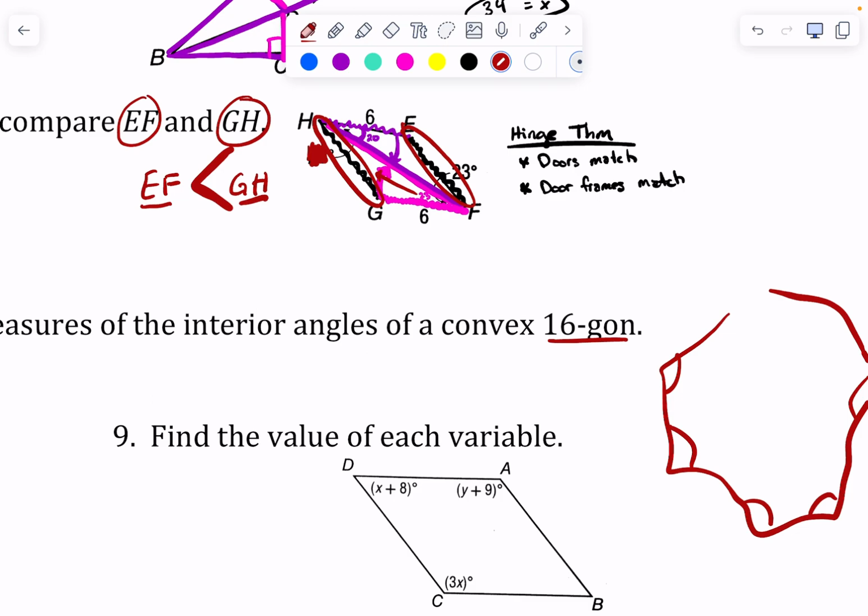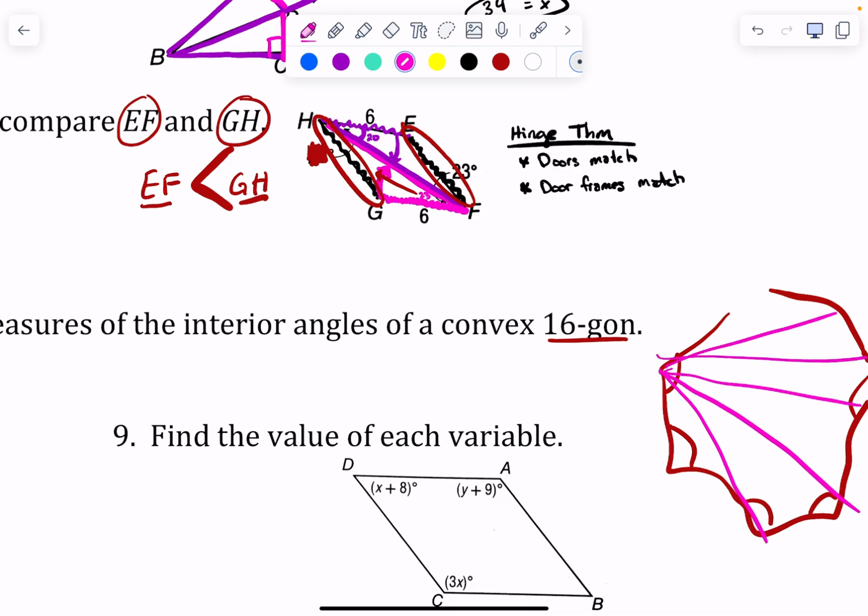Okay, and there was a rule for it. The way the rule works is that if I section this thing off into a bunch of triangles, each triangle has 180 degrees inside of it, right? But how many triangles does a 16-sided figure have? Do you remember the rule for that?